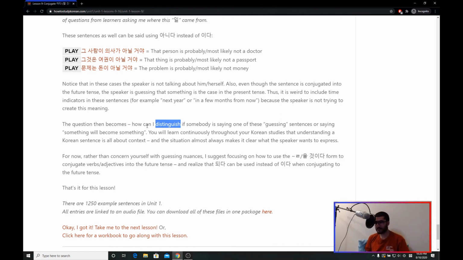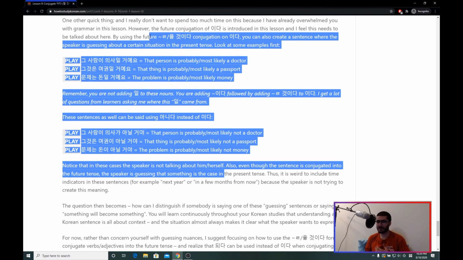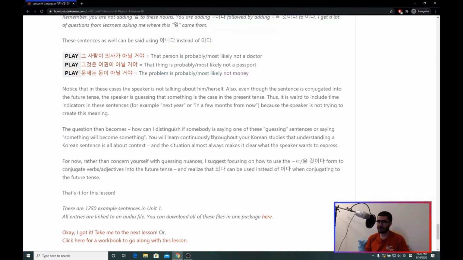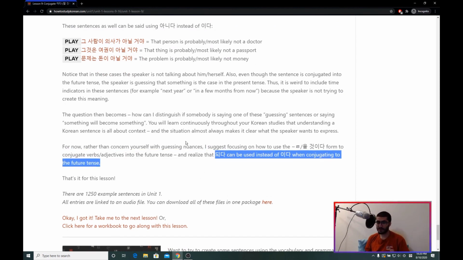For now, rather than concern yourself with these guessing nuances, just focus on the future tense. Don't really worry about what he wrote here. Just keep it in the back of your mind. You're probably going to forget it. That's totally okay. Move on. Really pay attention to the 되다 section and the future tense.